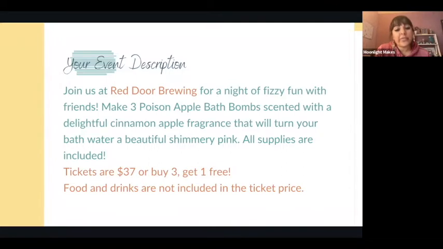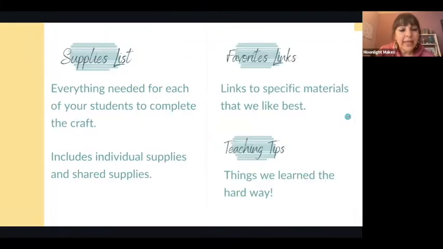They don't want to have to search for it. It's just easier if they know right away. And you'll want to let them know whether or not any food or drinks are included with their ticket price. If you're mailing them, you could include here the cost of shipping or shipping is included, or any other details that your customers will need to know up front. So there's a few examples for you. And then we have our supply list. There's not much to say about this.